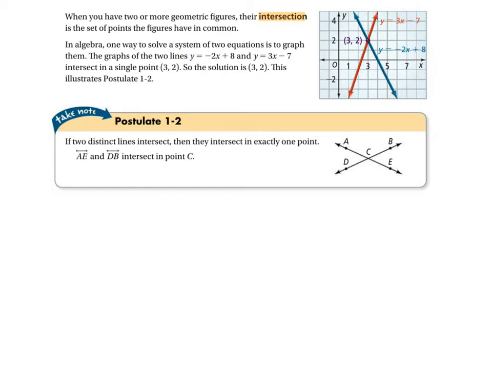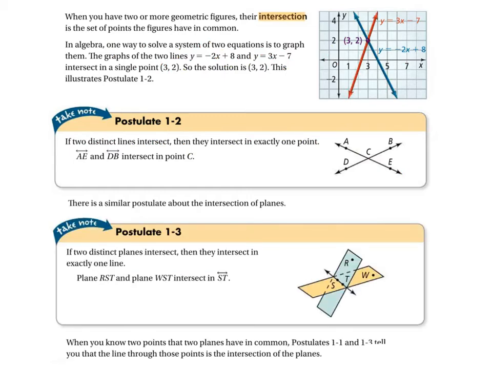And there's a whole related idea for planes as well. Okay. Postulate 1-3 says if two distinct planes intersect, they're going to intersect in exactly one line. You can see that this is a representation of the plane. The plane actually goes forever in all directions, and you can visualize that. And so therefore their intersection will be infinitely along this line. Okay, plane RST, this is right here, and plane WST right here, they intersect at line ST.